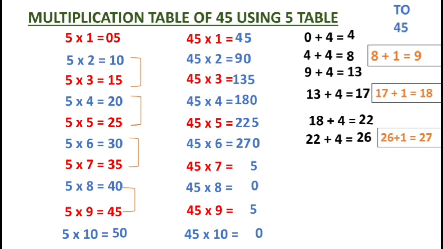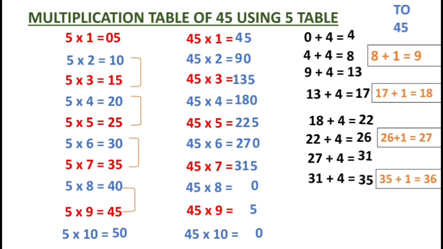Now 45 sixes are 270. We'll do 45 sevens. So 27 plus 4, we get 31. 45 sevens are 315. Now 31 plus 4, we get 35. But here the tens place is changing. What will we do? We will add plus 1. 35 plus 1, we get 36. Now 36 plus 4, we get 40. 45 nines are 405. Should we add plus 1 here?